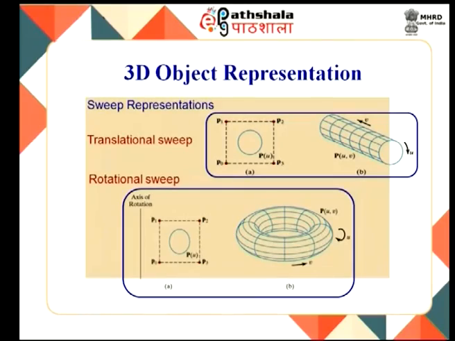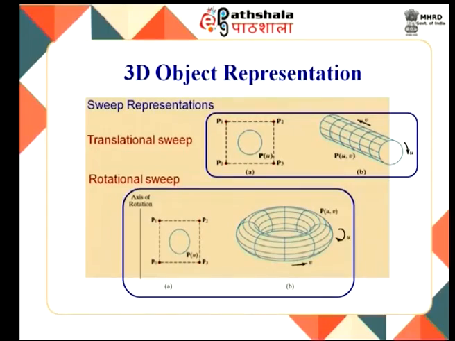A rotational sweep is where, imagine you have to create a torus like shape, or a bottle like shape. What you can do is take a circle or a shape like this, and imagine an axis, which is vertical. Rotate the shape about the axis for 360 degrees, and what you get is a rotational sweep, and the trace produced is actually a 3D object.